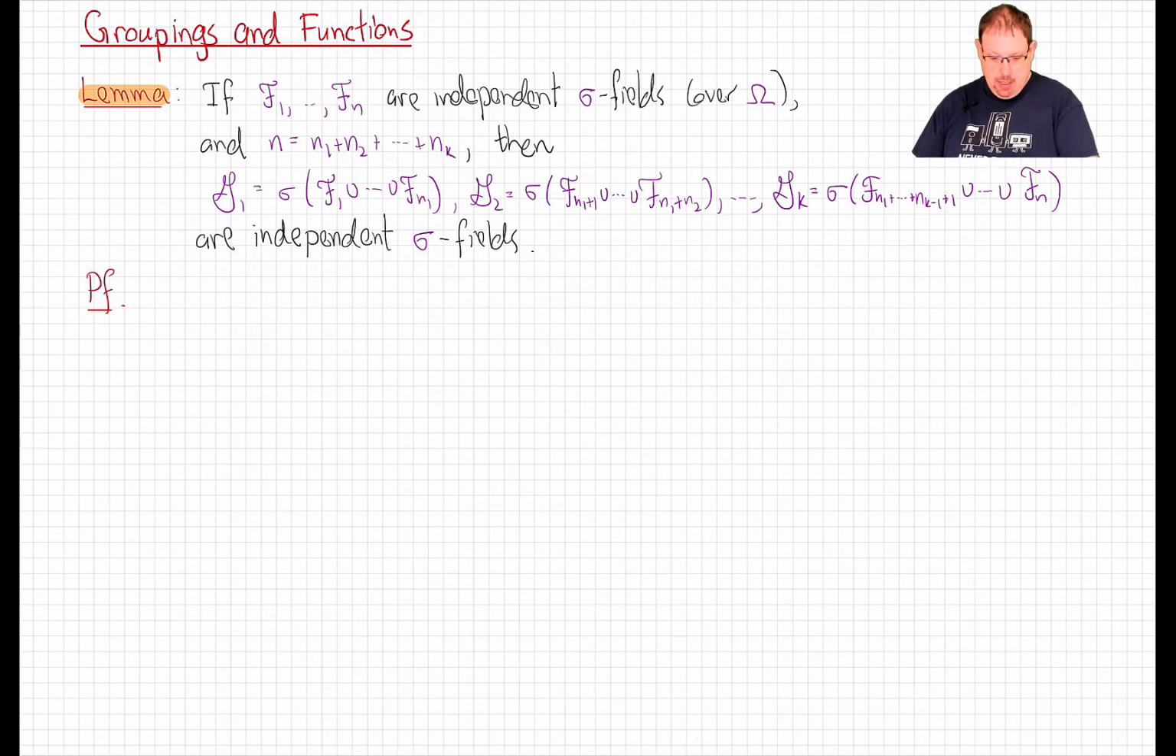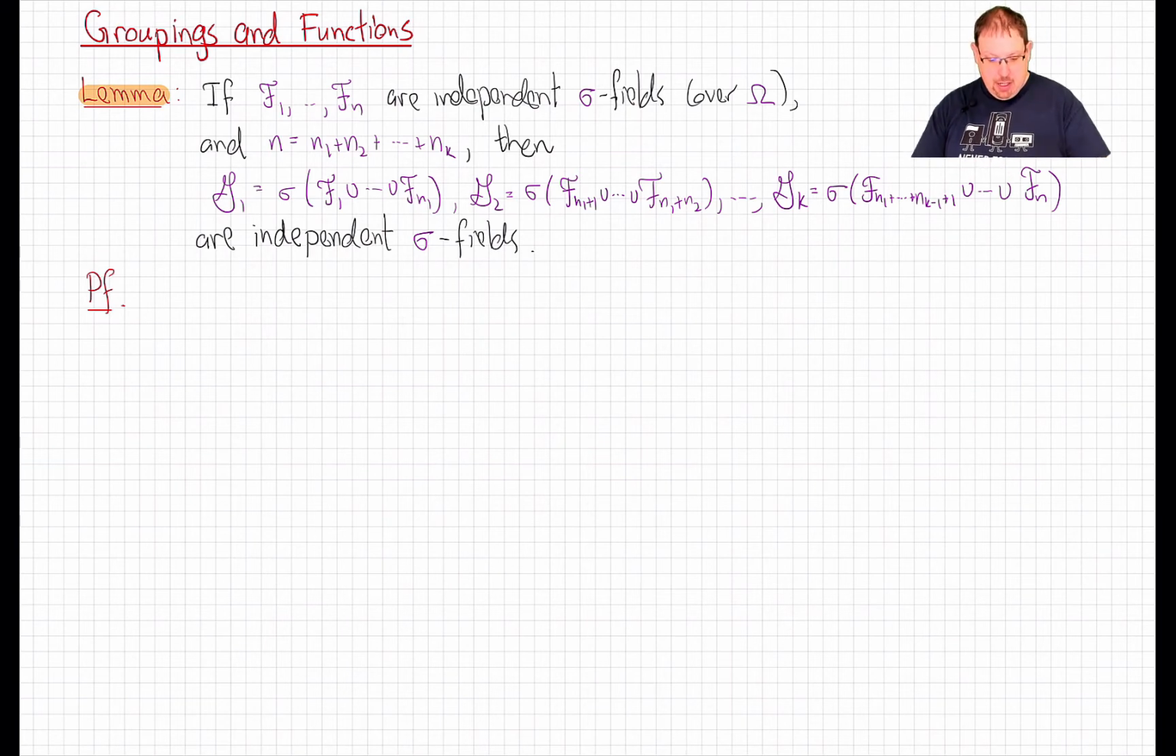So what I'll do is I'll take the sigma field generated by the first 3 and call that a new sigma field, and then the sigma field generated by the next 2 and call that its own sigma field, and so on down the line. Well, if the original sigma fields, F_1 through F_n, are all independent from each other, then these grouped sigma fields are also independent from each other. That's what we'd like to prove here. And honestly, the only hard part about this proof is the awful notation of all of the groupings. And so just to make things easier, I'm going to do it in a special case, but you'll see how the proof works in general.